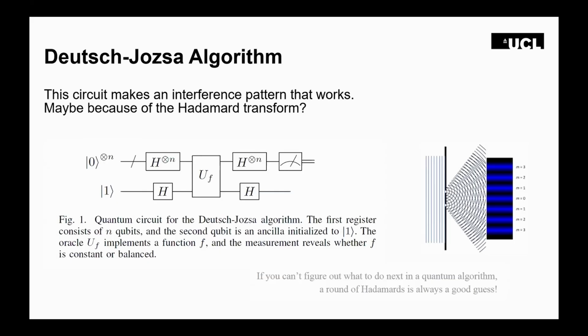The Deutsch Jozsa algorithm is a circuit that looks like this. You've got an oracle, and you surround it with a lot of Hadamard gates. And this is really from some quantum algorithm notes. People will just say things like, well, if you don't know what to do in a quantum algorithm, it's always good to just try putting Hadamards everywhere and seeing what happens. And I think the intuition that's typically tried to be communicated is something like the double slit experiment where you've got some interference pattern going on, and we don't quite know why, but the interference pattern works out perfectly if you set it up like this.